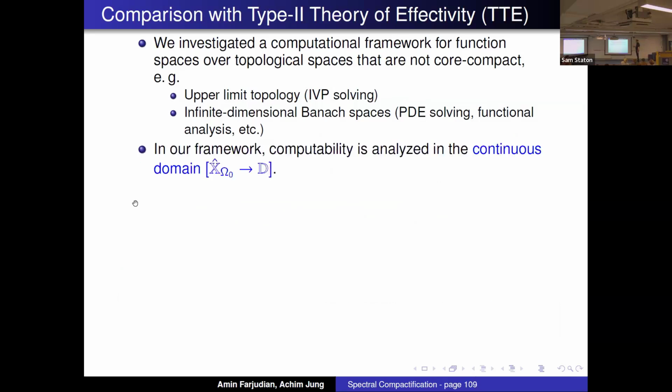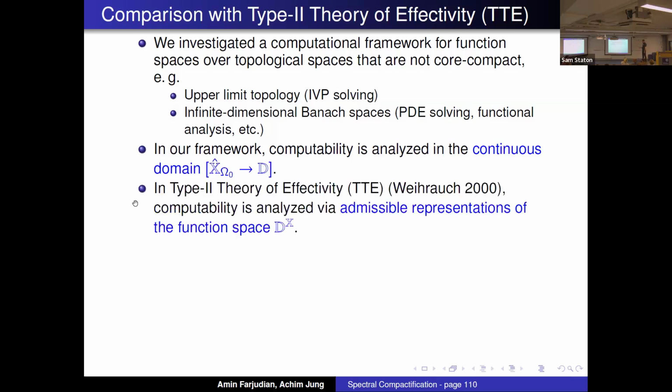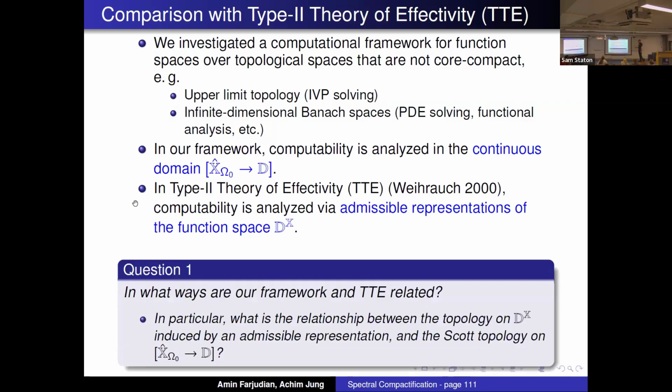When we do computable analysis, we look at the continuous domain X̂ → D. But for example, if you work in Type 2 Theory of Effectivity, you would work with admissible representations of the function space D^X. I'm curious to know how these two topological spaces, this one and that one, relate to each other. For example, could the admissible representation be a restriction of the Scott topology here?